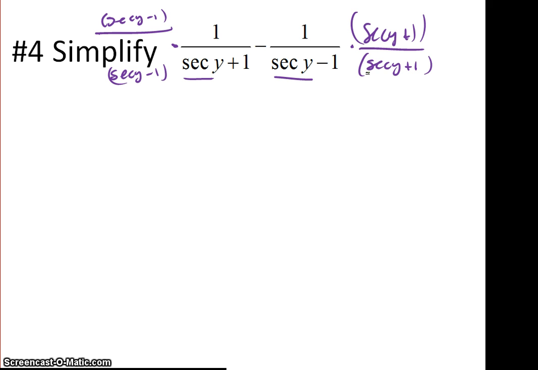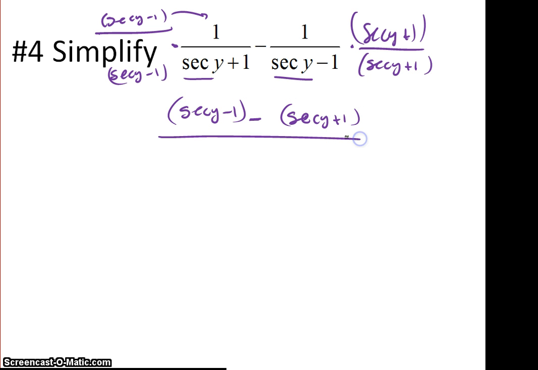When we do that, our first term, multiplied by 1, becomes secant of y minus 1. We're going to subtract off secant of y plus 1, and that's all over the common denominator, secant of y plus 1 times secant of y minus 1. So we added the fractions by finding a common denominator, and we combined it into one denominator. Our denominator we can just multiply using FOIL or the box method.